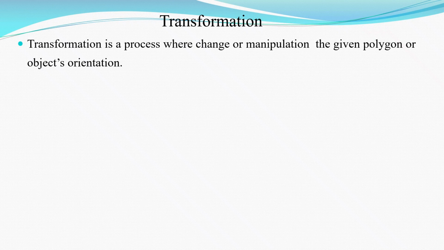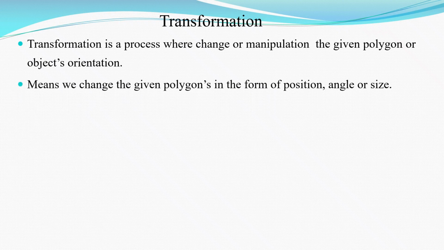Transformation is nothing but changing the given object in terms of size, position, and angle. Basically, a transformation is a process where we change or manipulate a given polygon or object's orientation. Orientation means we can change the size, the angle, or the position. These are the three basic ones.